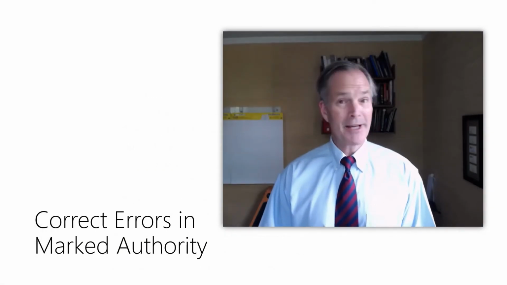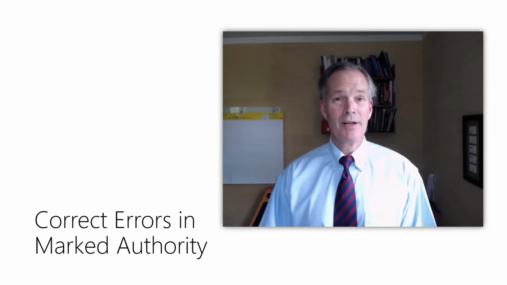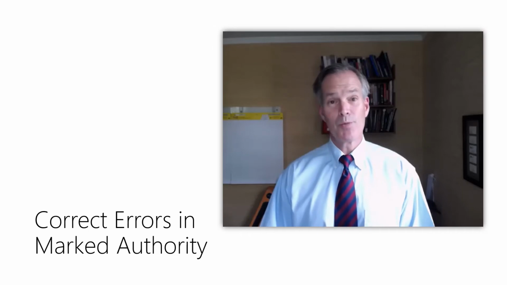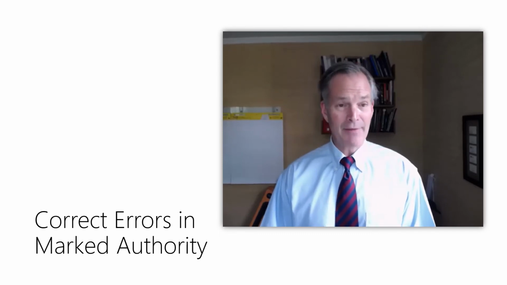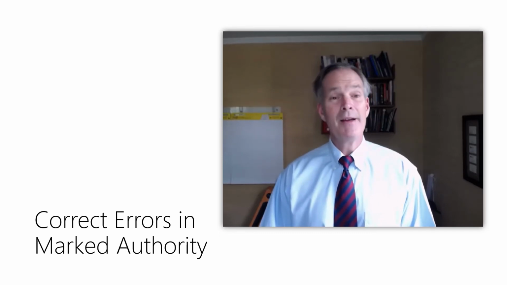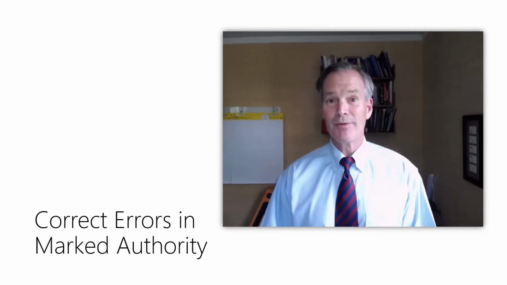Finally, and I'm not going to call this step 3, because with any luck, you've marked all of your authorities correctly and there will be no errors in the table of authorities once you run it. But that's not going to be the case. You're going to have errors, and when you have those errors, you have to correct them. But you have to correct them the right way, or else it's more trouble for you. Here's how.